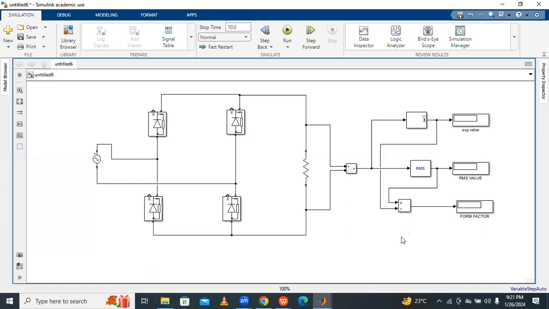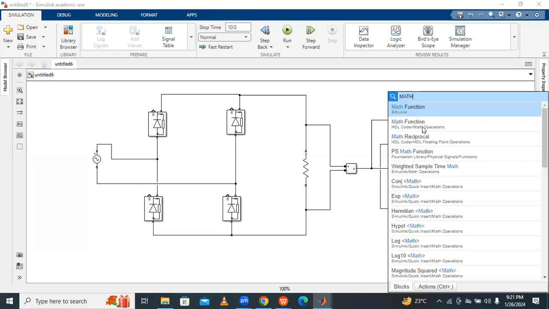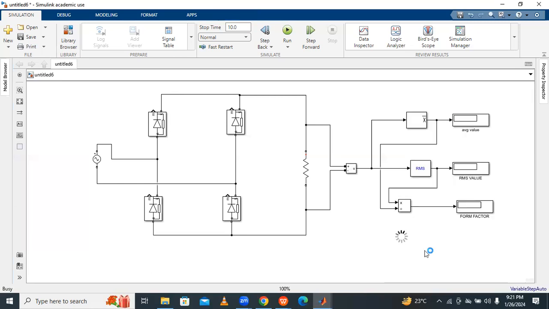Take one math function. From this math function, you will get a scale. Scale of VRMS by VDC. Okay, scale of VRMS by VDC. So, form factor is equal to VRMS by VDC.